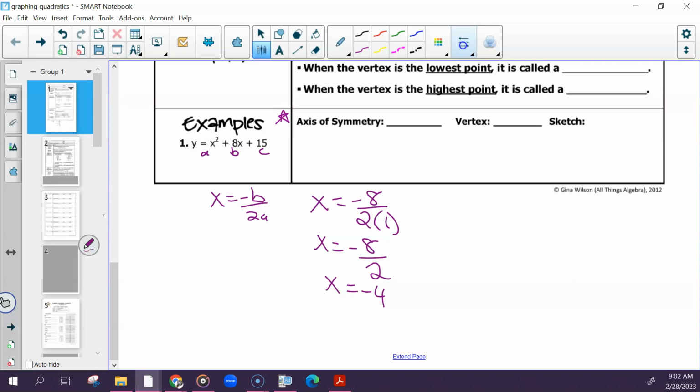And this would be the vertical line. Going back to when we were graphing, when we were writing equations, our h-value, this is a vertical line at negative 4 that will split our parabola in half. So we would write that here: x equals negative 4. Questions so far?